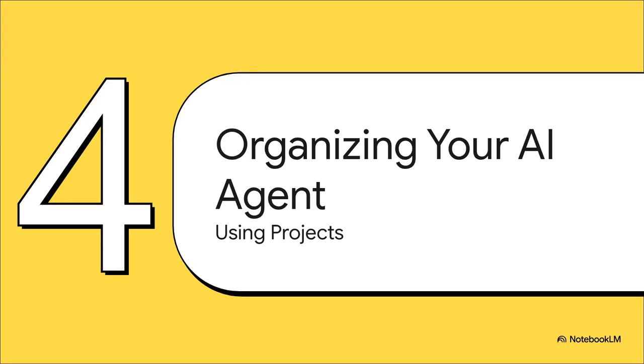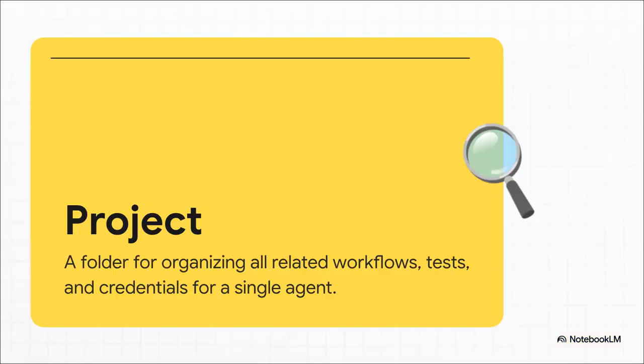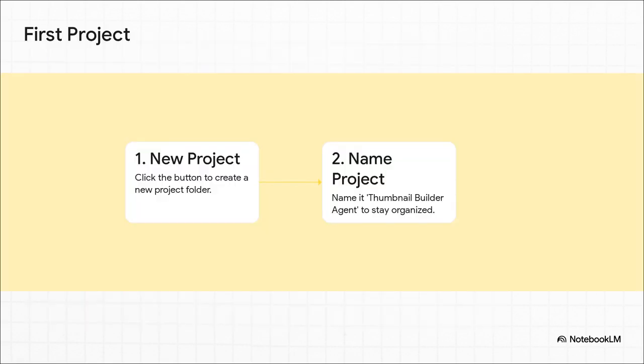Now look, as you start building bigger and better agents, things can get messy fast. That's why being organized from day one is so important. And for that, n8n Cloud has this awesome feature called Projects. Just think of a project as a dedicated folder for one single agent. Everything, and I mean everything related to that agent, all its workflows, its keys, its test runs, it all lives neatly inside this one little box. Trust me, this simple habit makes managing and scaling your work so much easier later on. So let's go ahead and create one right now. We'll just make a new project and give it a very specific name, Thumbnail Builder Agent. This is actually a little sneak peek of what we're going to build together next, so it's a good idea to get it set up now.